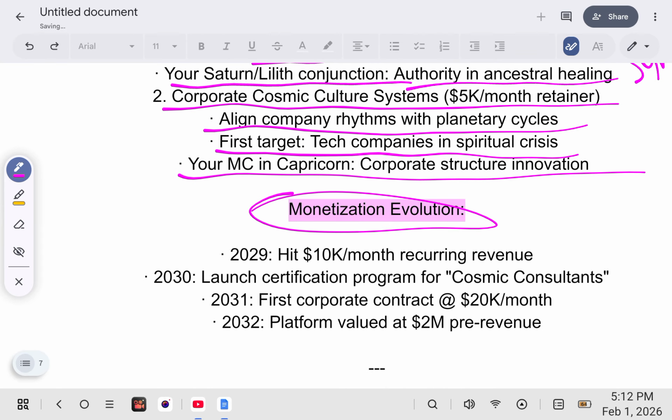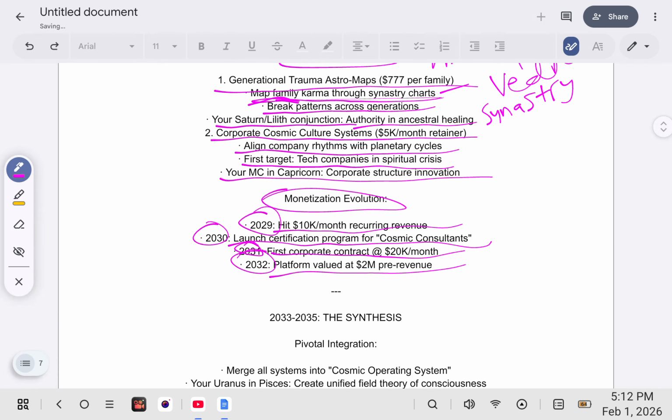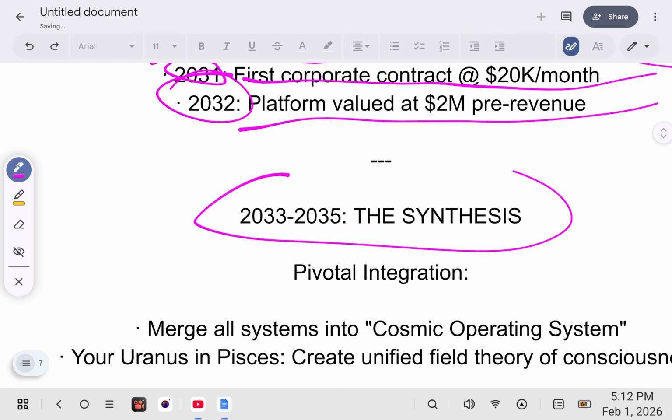Monetization, evolution, 2029, hit $10K a month, recurring revenue. 2030, launch certification program for cosmic consultants. 2031, first corporate contract at $20K a month. 2032, platform valued at $2 million pre-revenue. 2033 through 2035, the synthesis, pivotal integration.